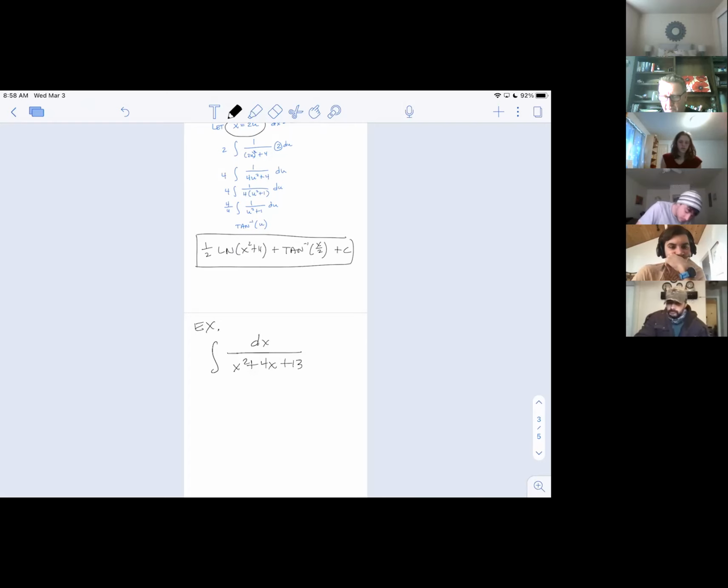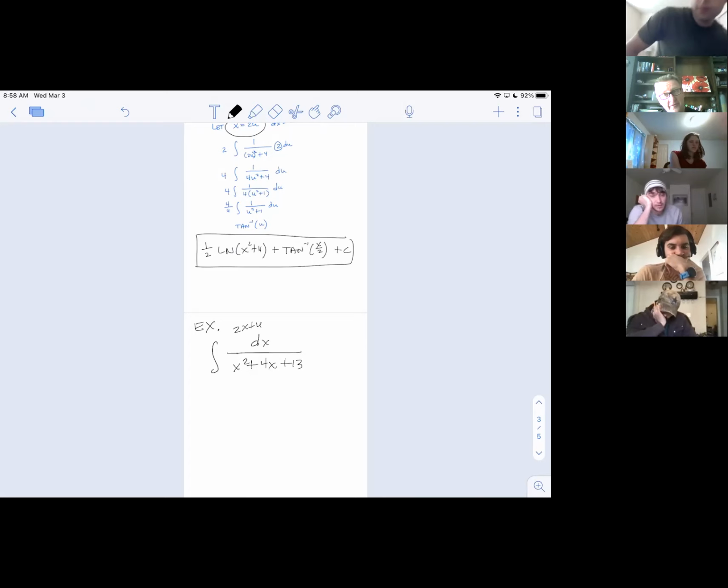Now this is not good. It would be great if on the top there happened to be a 2x plus 4 up here. Do you agree that'd make this problem really easy, because then the derivative of the bottom equation is sitting on top, but there's not. There's nothing up there. There's a 1 up there. So, you know, what could I do to this? And we've had this happen.